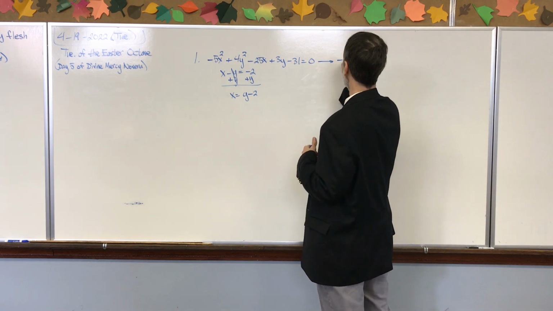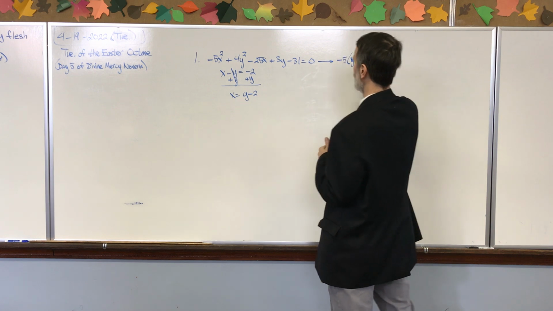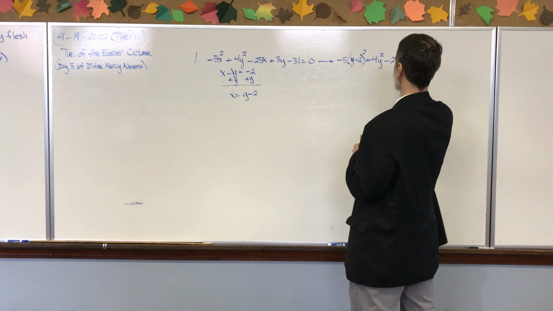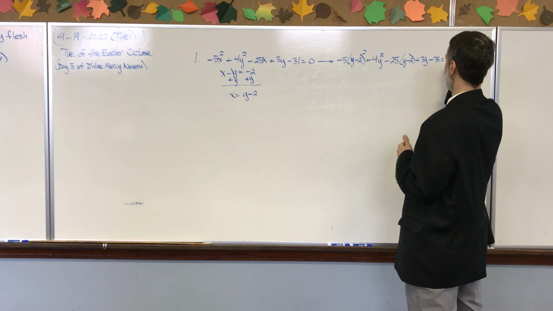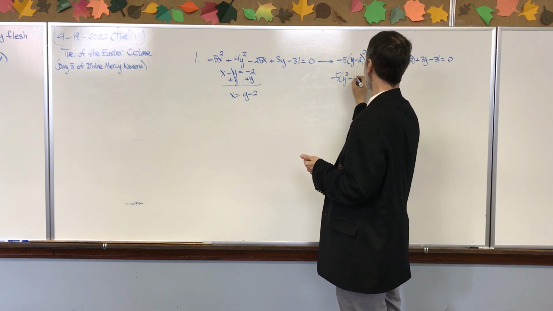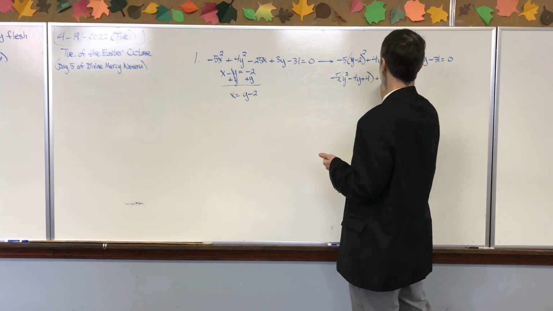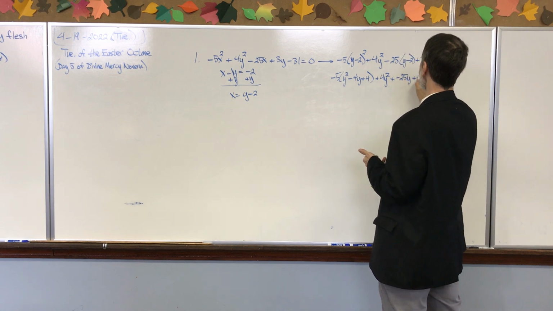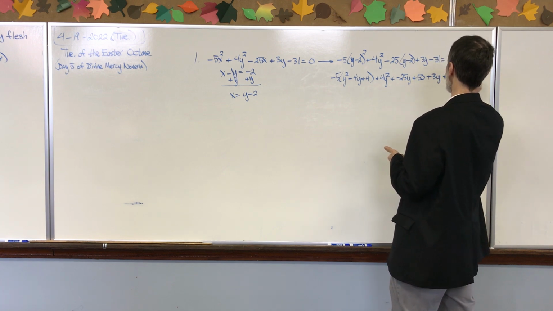Looks like this: negative 5 parentheses y minus 2 squared plus 4y squared minus 25 times y minus 2 plus 3y minus 31 equals 0. I'm going to try and turbo this. It's going to be negative 5 times square the first, double the product, square the last, plus 4y squared, distribute, plus negative 25y, plus positive 50, plus 3y, plus negative 31 equals 0.